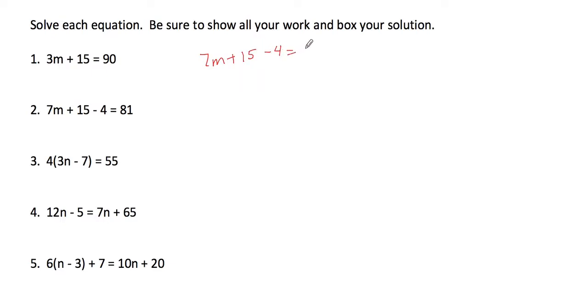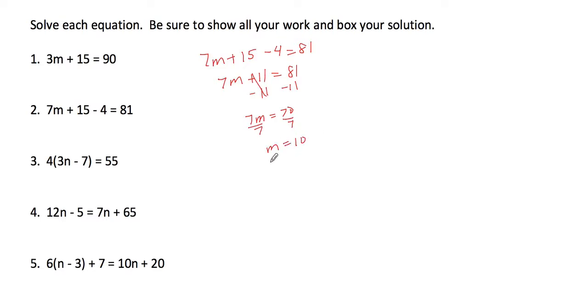Next one, we have 7m plus 15 minus 4 equals 81. Let's simplify this right side because notice I have like terms here. I have 15 minus 4. So that gives me 7m plus 11 equals 81. I now subtract 11 from both sides. These cancel out because 11 minus 11 is 0. I'm left with 7m equals 70. Divide both sides by 7, and m is equal to 10.